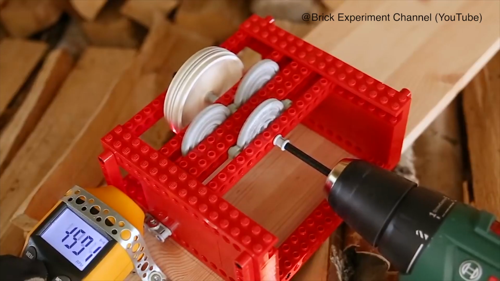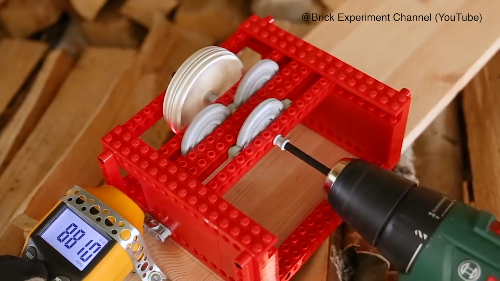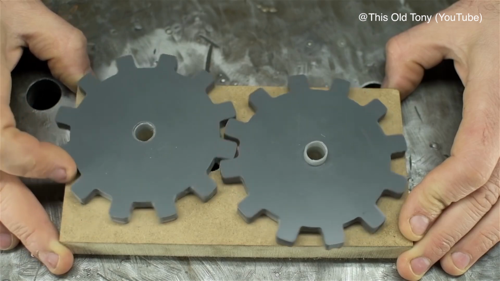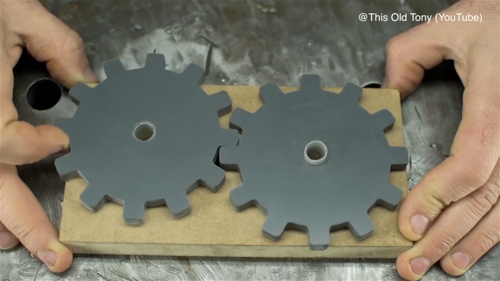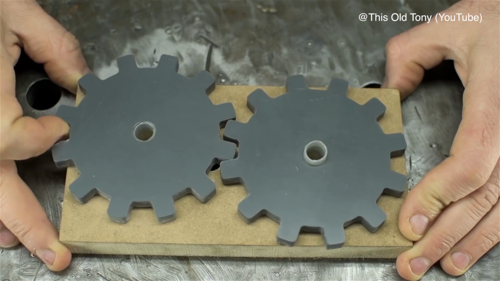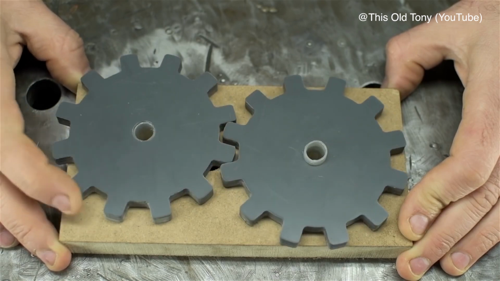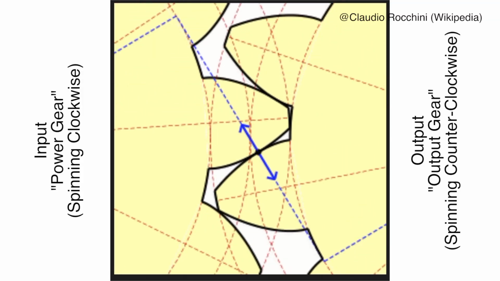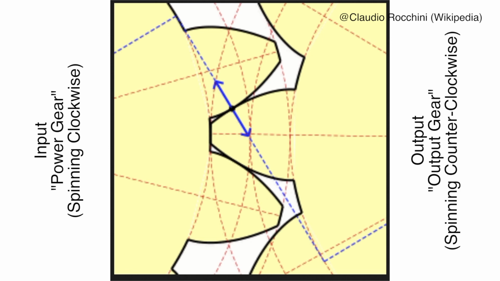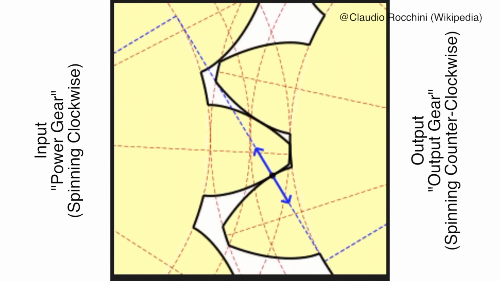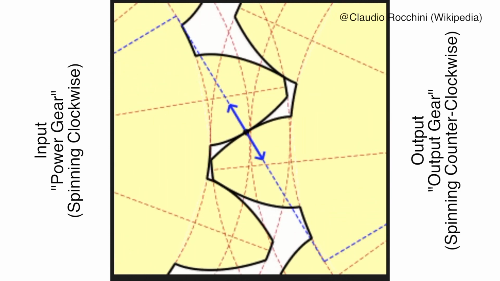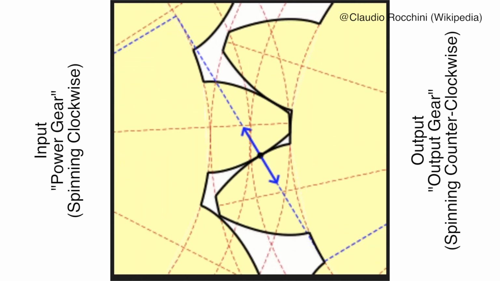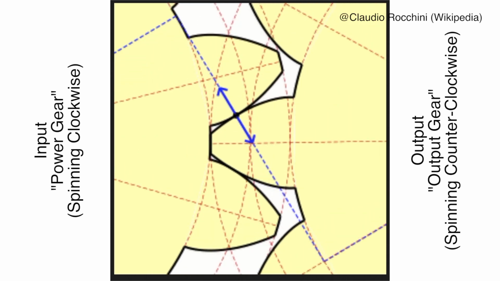Now that we have covered the basics of gears, let's get into some of the specialized types of gears out there. Spur gears transmit motion from one shaft to another parallel shaft through teeth that are parallel to the axis of rotation. When spur gears mesh, we can see that the force is transmitted along the point of contact between the power gear and the output gear. Note that as we move from one gear to the next, the direction of rotation is reversed.